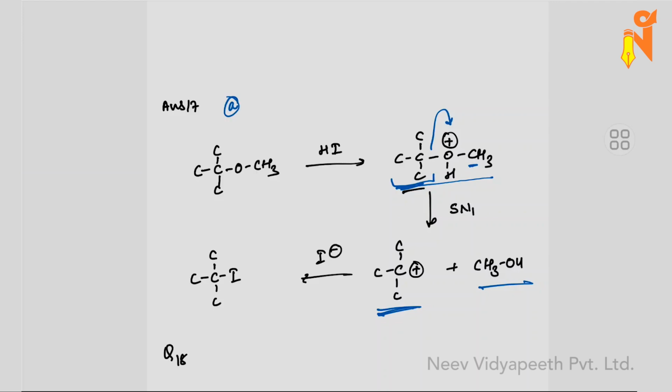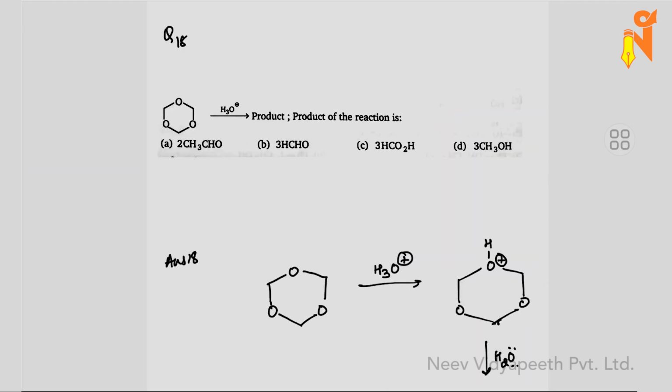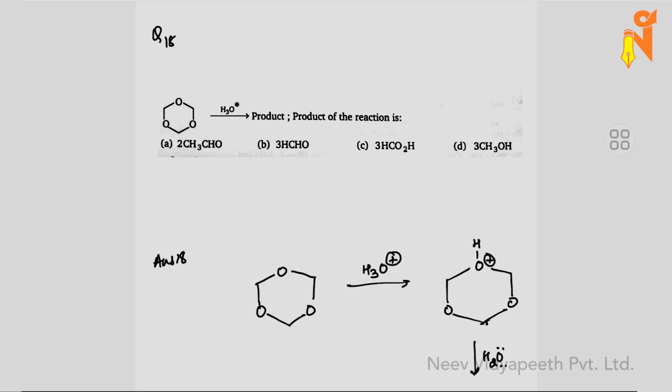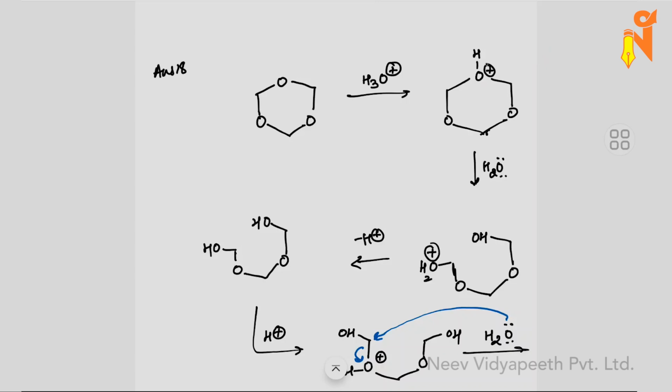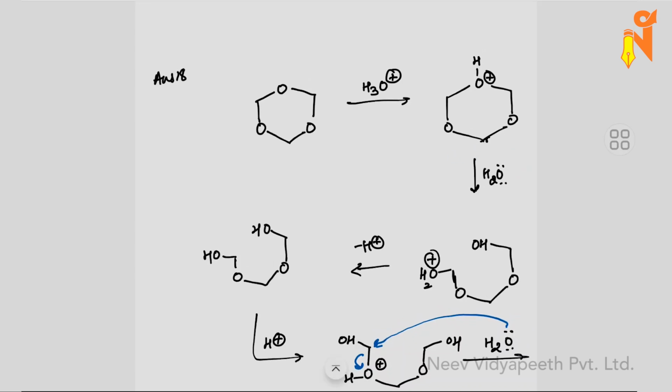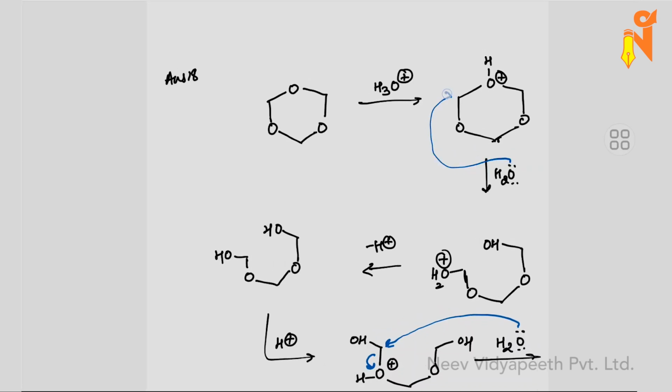Now come to question number 18. In question number 18, we have been given a cyclic ether with 3 oxygens and we have to do H3O+ hydrolysis and find out what the products would be. This is a little longer question to solve. I have done the hydrolysis one by one on each oxygen. So H+ will come and protonate this oxygen. After this H2O will attack on any of the carbons over here, and this chain will open. This will become OH and H2 is connected over here. H+ is out and we got OH here.